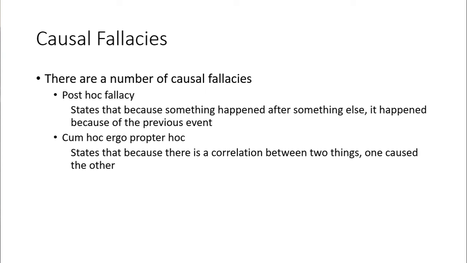Now, causal fallacies come in two different forms. One of them is called a post hoc fallacy, where it states that because something happened after something else, it happened because of that previous event. And we'll get to a couple more examples of this. The next one is cum hoc ergo propter hoc. Again, this is Latin, which means with this, therefore because of this. And that states that because there's a correlation between two things, one of them caused the other. Again, we'll get another example of this as well.